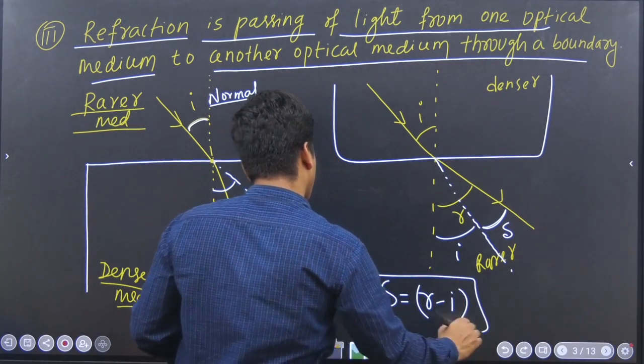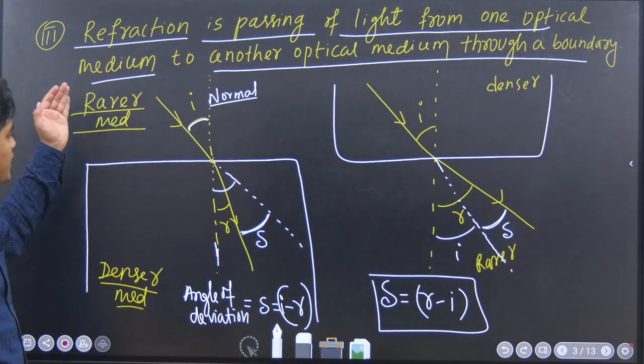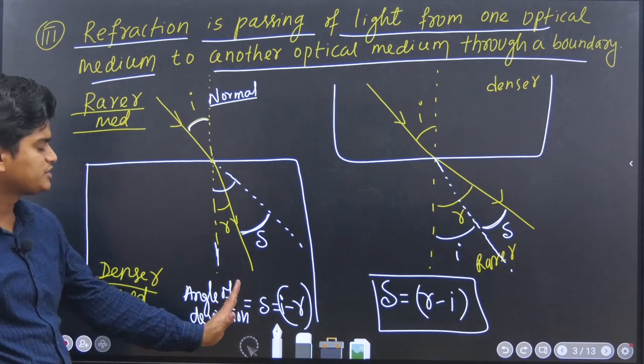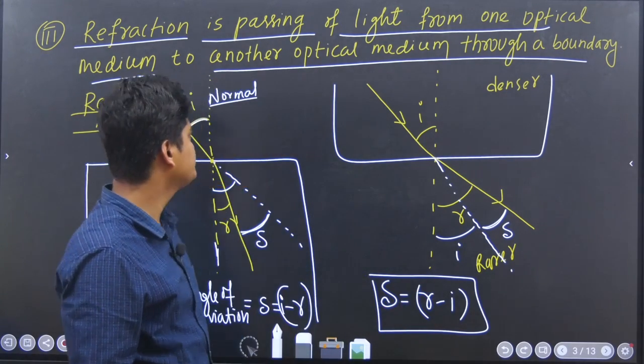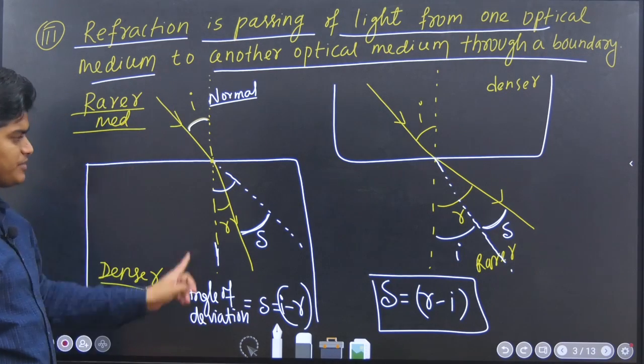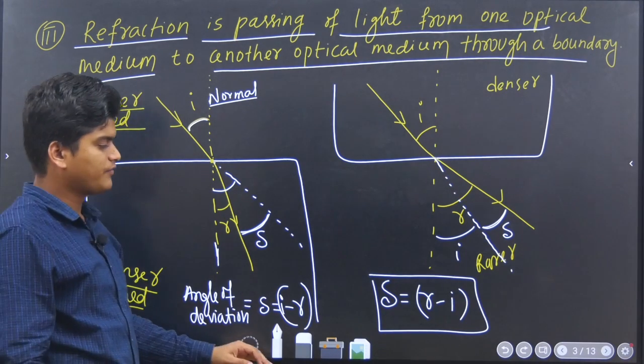So here the angle of deviation is R minus I. Remember, for rarer to denser medium, your angle of deviation is I minus R. From denser to rarer medium, your angle of deviation is R minus I. And this is your normal basically. So this phenomenon is called refraction.